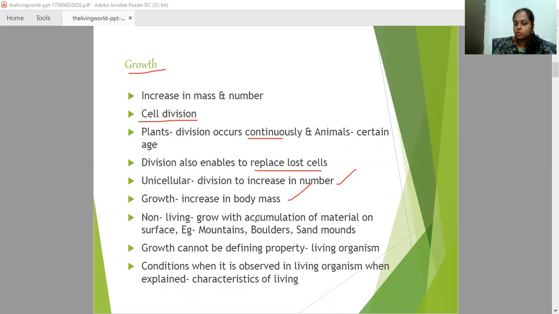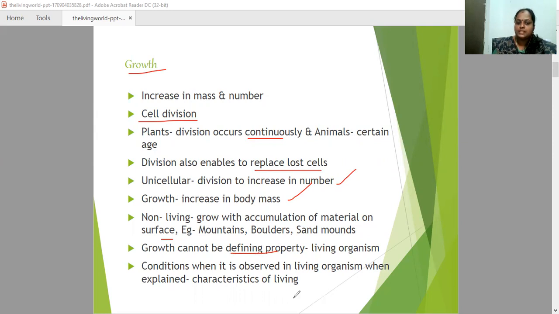Non-living things also show growth by accumulation of material on the surface. For example, mountains, boulders and sand mounds also show growth, which is nothing but the accumulation of material on the surface. Growth cannot be a defining property because some non-living things also show some growth. So it is not considered a defining property of living organisms. It is a characteristic of living, but it is not the defining property, since even non-living things like mountains, sand mounds and boulders show growth.